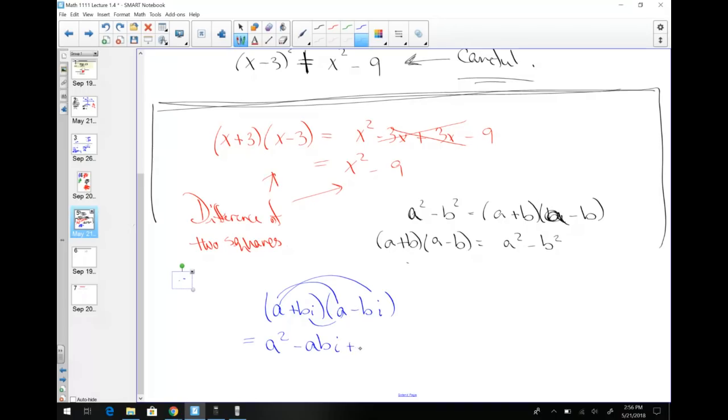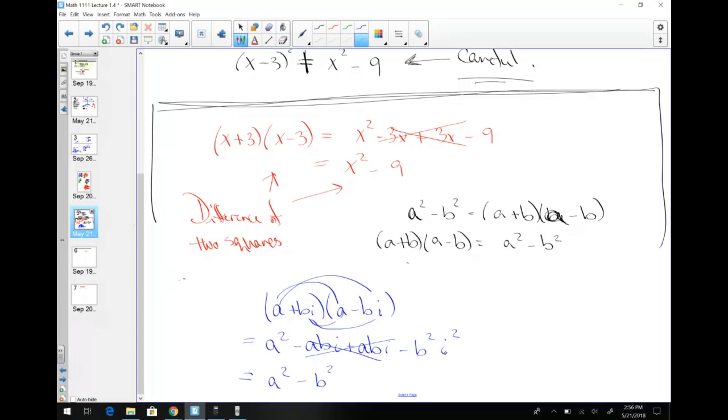These two multiply together, which is a bi. And then the last two multiply together, which is minus b squared I squared. Okay. So notice that these cancel out into nothing. Anytime that you have a difference of squares, the stuff in the middle is going to go away. So you have a squared, and then minus b squared.